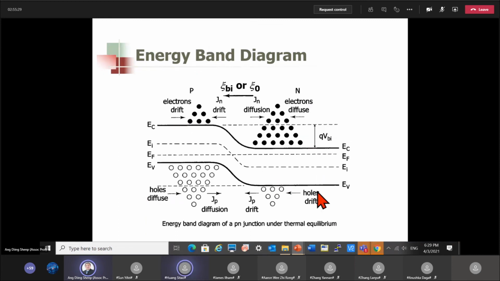Remember, the band diagram is an inverted potential diagram. If you move downwards, you are going towards more positive potential. So this relative shift is reflective of the fact that there is a voltage difference across the two regions due to the charge transfer. Right? Okay, thank you.